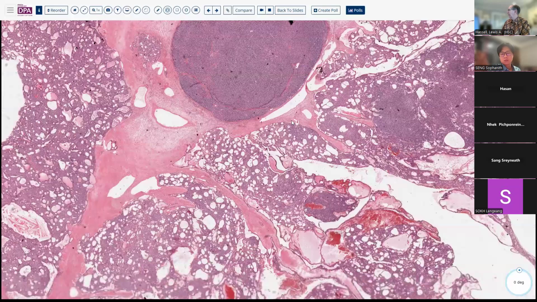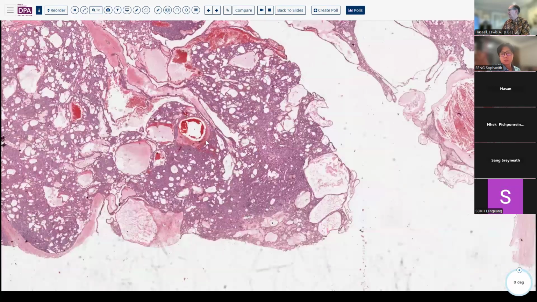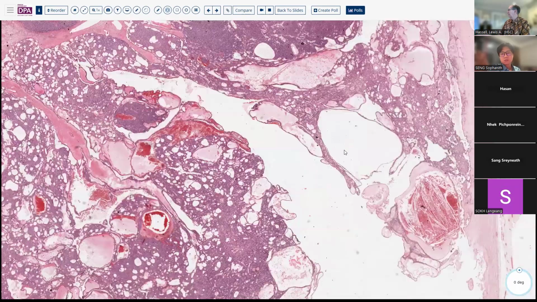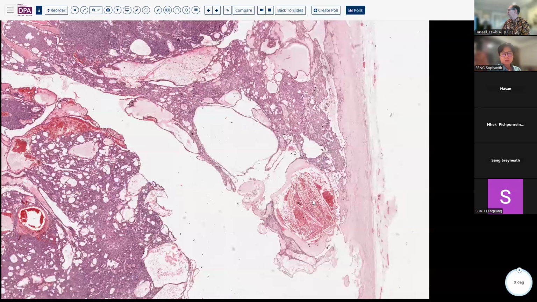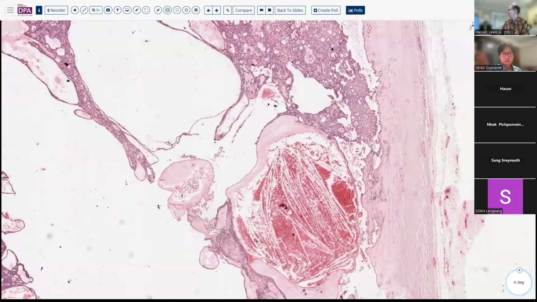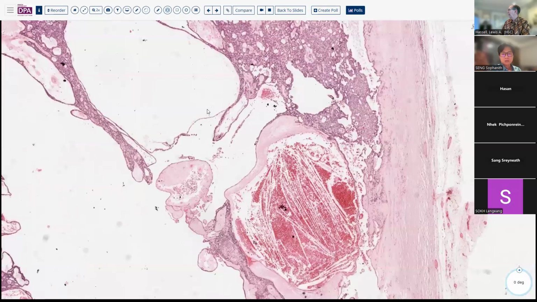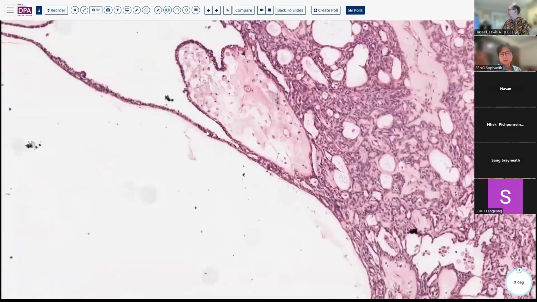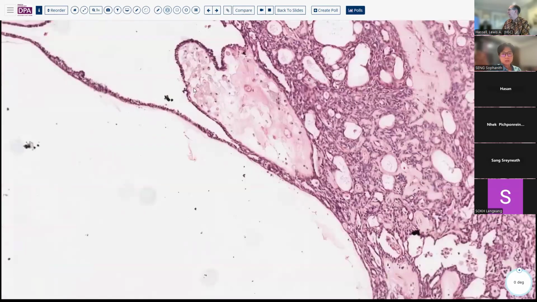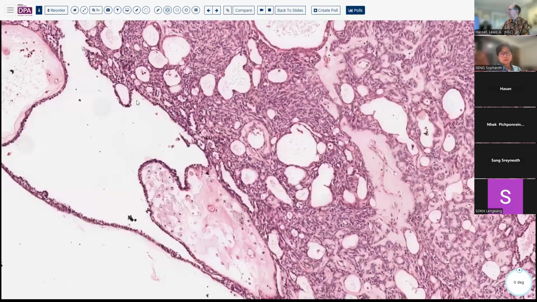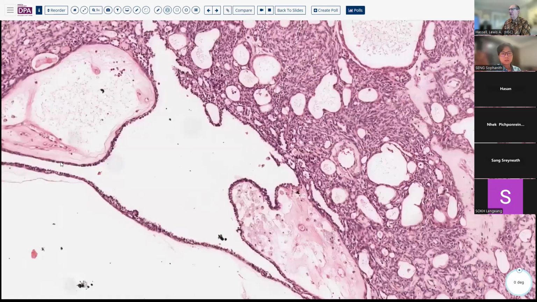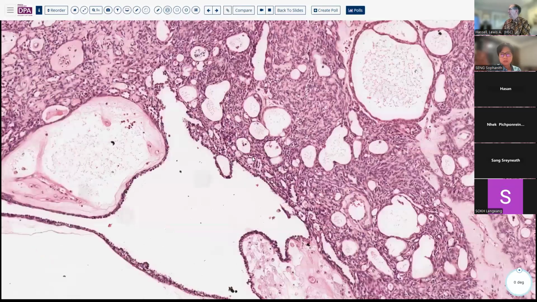Now, the other feature that I wanted to highlight with this case is these cystic structures that are developing. Here you can see we have some old hemorrhage with cholesterol clefts, and we have these very delicate cystic structures with very thin walls and a lot of clear fluid. So this is where you can begin to imagine the thymic cyst type of lesions that can be associated with thymoma.